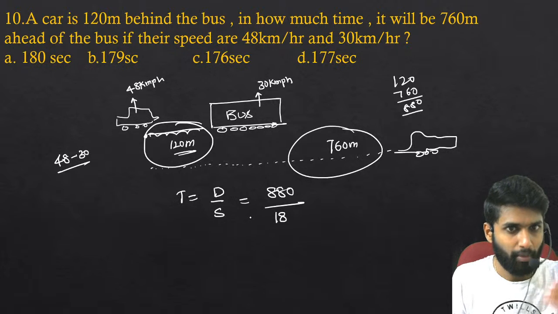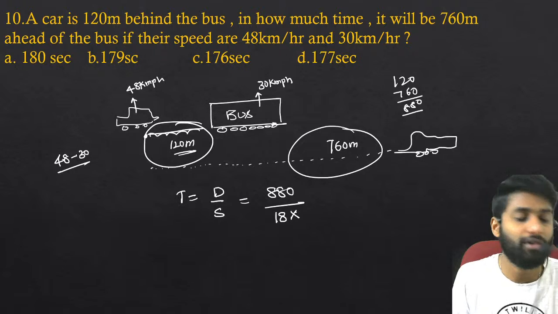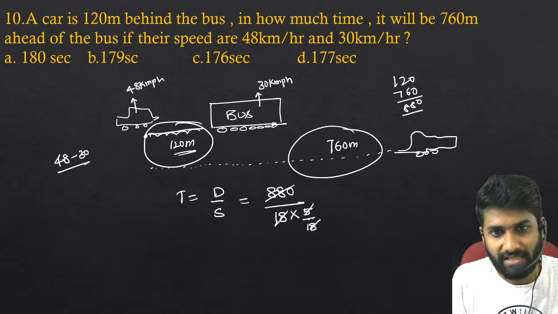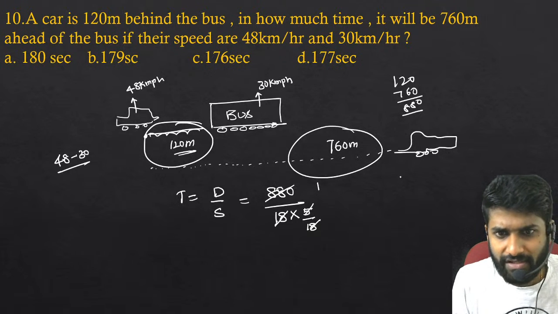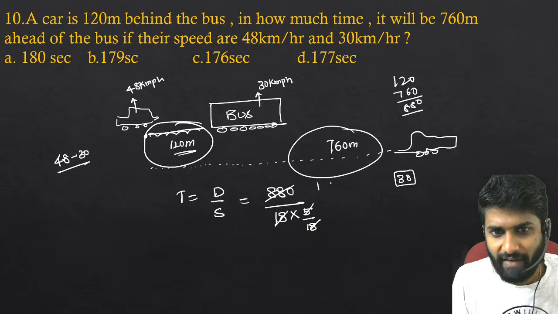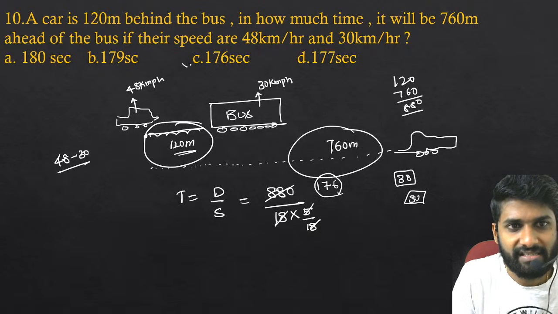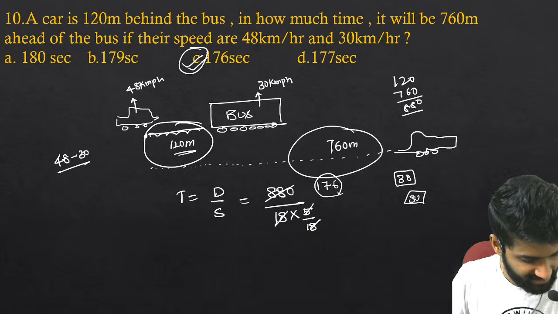Now see, the above information is in meters, below information is in kilometer per hour. You must convert the value. Converting kilometer per hour to meter per second is exactly equal to 5 by 18. Now you can cancel 18 and 18. So 880 divided by 5, 5 ones are 5, 5 eights are 40, 5 sevens are 35, 5 sixes are 30. The value becomes 176 seconds.